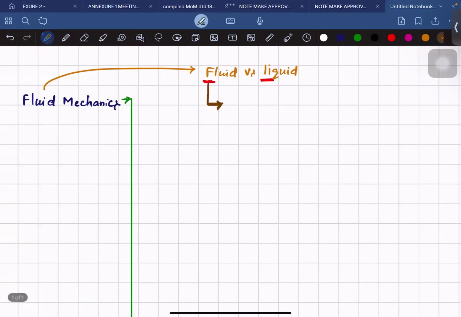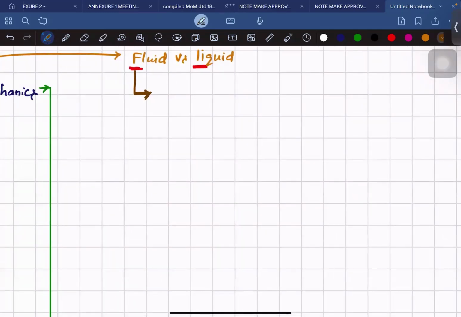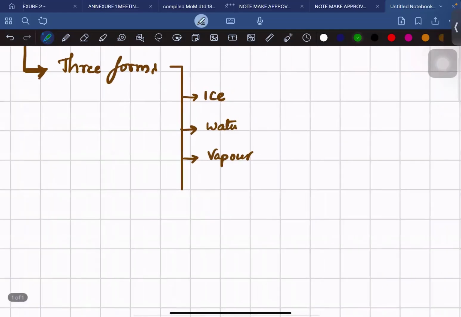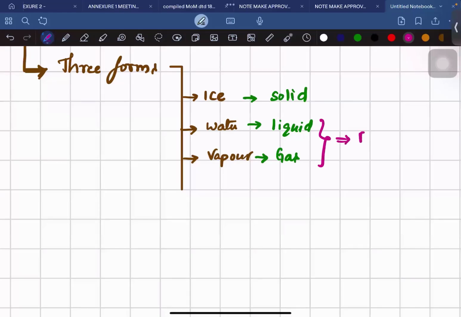There are three forms of objects, right? What are the three forms? If you take water, it has three forms. Liquid, gas, and vapor. Yes, this is water, and this is ice. These are the three forms of water, especially. So when you say it in physics, the first form is solids, liquids, and what is the third thing? Gases. So the liquids and gases together, we call them fluids.